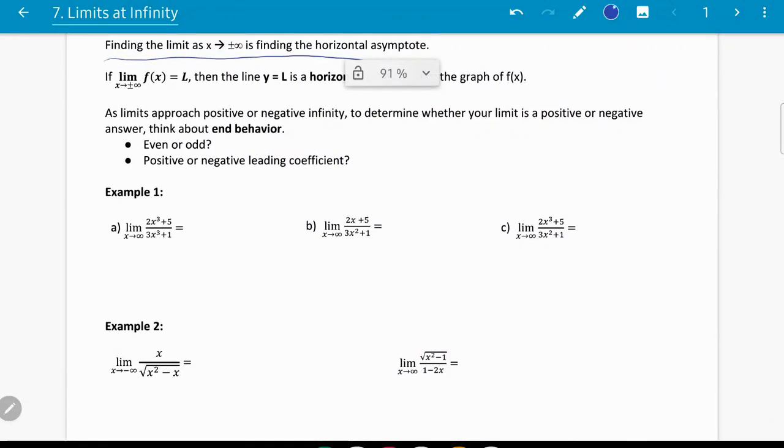For A, the limit as x goes to infinity of 2x cubed plus 5 over 3x cubed plus 1: our powers of the numerator and the denominator are the same, and so this limit is simply 2/3. For B, the power of the numerator is less than the power of the denominator, so this is bottom heavy, and this limit is 0. For C, the power of the numerator is greater than the power of the denominator, so this goes to positive infinity, and our limit is infinity.